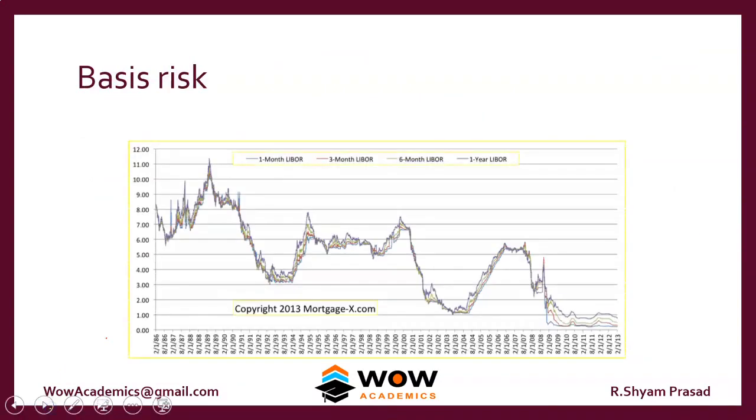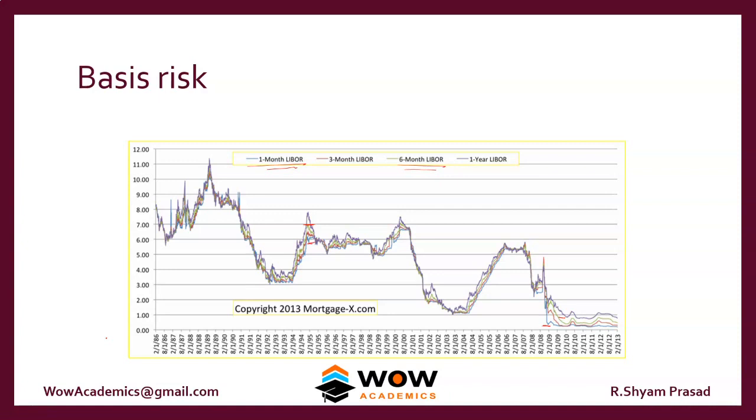So if you look at this diagram, you will see that the blue line is a 1 month LIBOR and the green line is a 6 month LIBOR. You can clearly see the blue line is different from the green line. The blue line is somewhere here, the green line is somewhere here. Everywhere you look, the blue line is always lower than the green line.